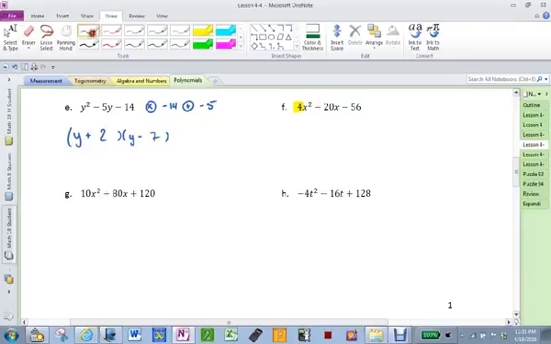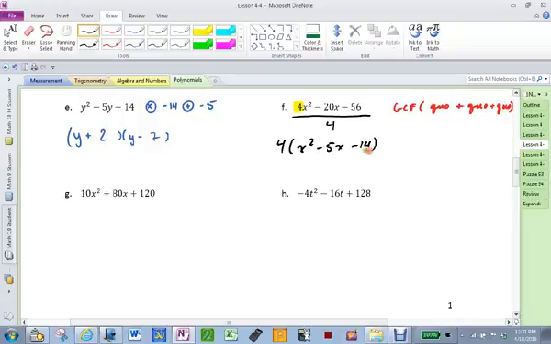GCF. What is the GCF here? 4. So I'm going to divide everything by 4. Now you guys are smart kids, but you're going to make this error. Is that 4 disappearing? No, because we have to write it out, we remember, as GCF bracket, then all of our quotients, right? Plus quotient, plus quotient. So I got to rewrite this as 4x squared minus 5x minus 14, right?